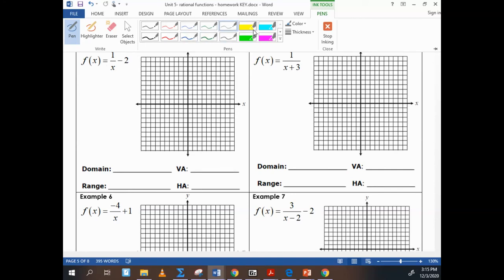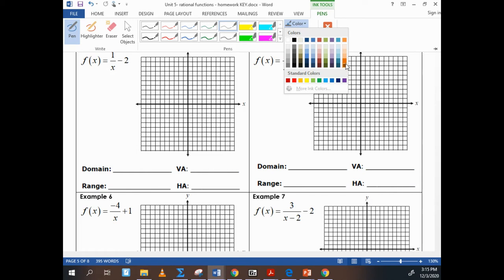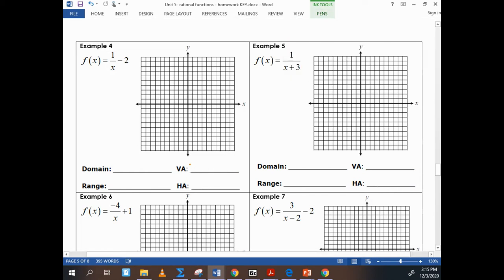All right, now for the exciting part, we're going to go ahead and graph some of these. Now, first thing I'm going to tell you to do, it looks like it's the last thing, but we're going to identify our asymptotes very first. Okay, before we graph these, we're going to go ahead and get our vertical asymptote. That's our x equals, and our horizontal asymptote, which is our y equals.